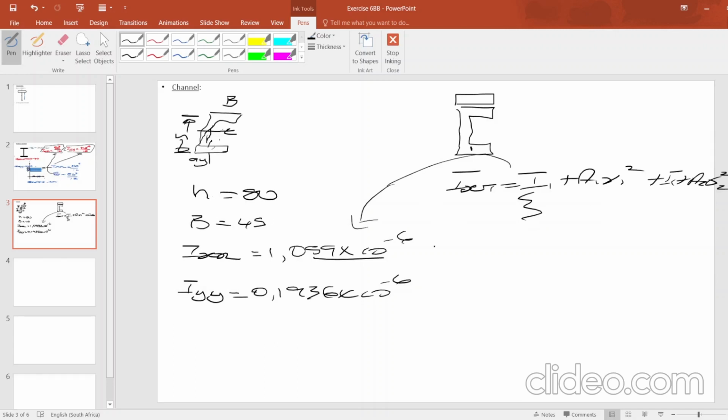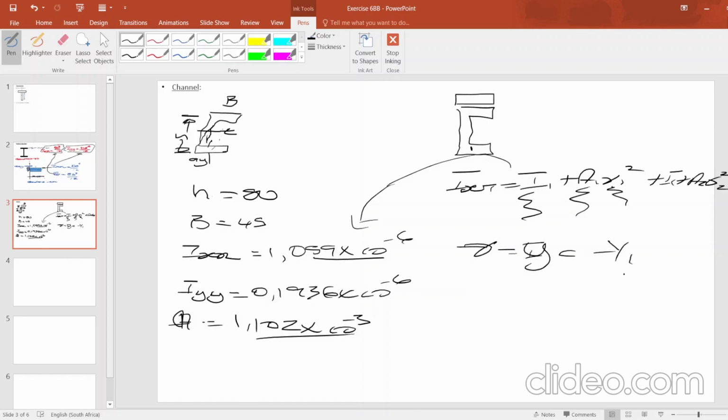We take the area from the steel table and fix the area for this channel. Area is 1,102.10 times 10 to the power negative 3. We take this area, we put it there. Like I said, the only thing we need to calculate is the R, because R is calculated from YC minus Y1. We then have to calculate our R.